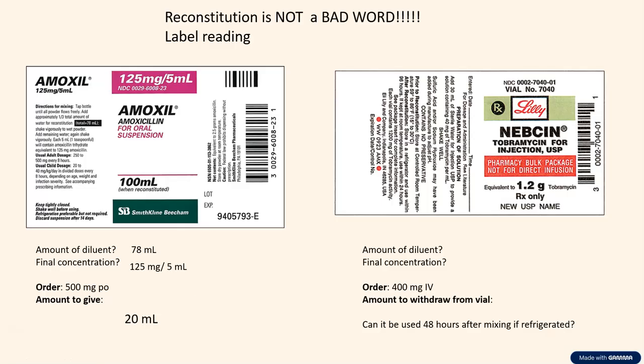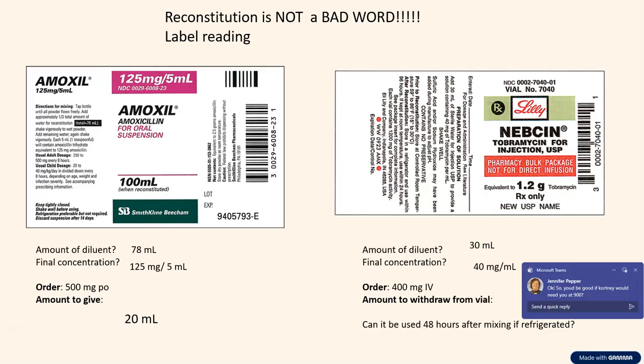Let's move to the label on the right. And yes, I apologize, but you're going to have to turn your head to look at this. The medication is Nebsen or tobramycin. And the first question is asking the amount of diluent to add to the powder. On the label, it says that you need to add 30 milliliters of sterile water for injection to provide a solution containing 40 milligrams of tobramycin per milliliter. It also says to shake well.